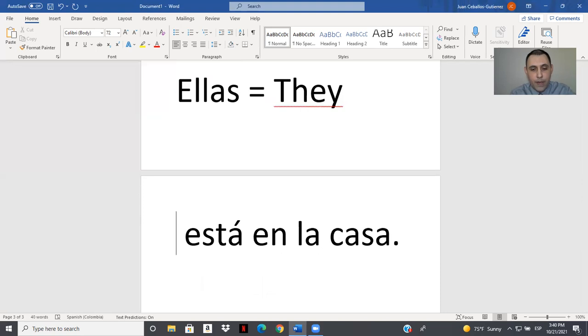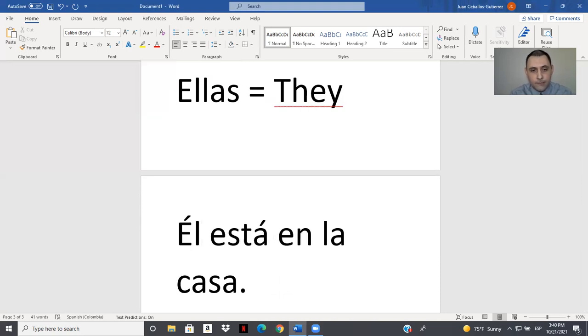Carlos can be replaced by él. ¿No? So él is a subject pronoun because it's replacing the subject Carlos. Okay. So instead of saying Carlos está en la casa, I can say él está en la casa. It's the same in English. Carlos is at home. I can also say he is at home. Very simple. Right?